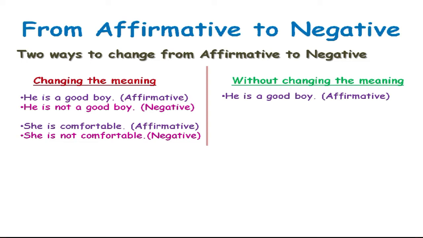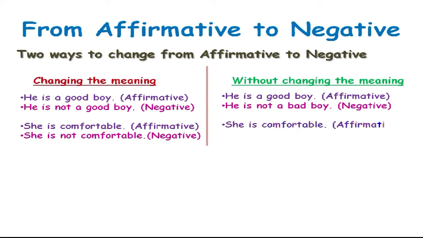Now here what you have to do, children, is change your sentence into negative without changing the meaning. And the rule is what? You will add not to make it negative, plus you will use the opposite of the adjective used in the sentence. If you see here, the adjective used here is what? Good. What is the opposite of good? Bad. So your negative sentence becomes he's not a bad boy. If I say he's not a bad boy, it means he's a good boy. So I am not changing the meaning of the sentence.